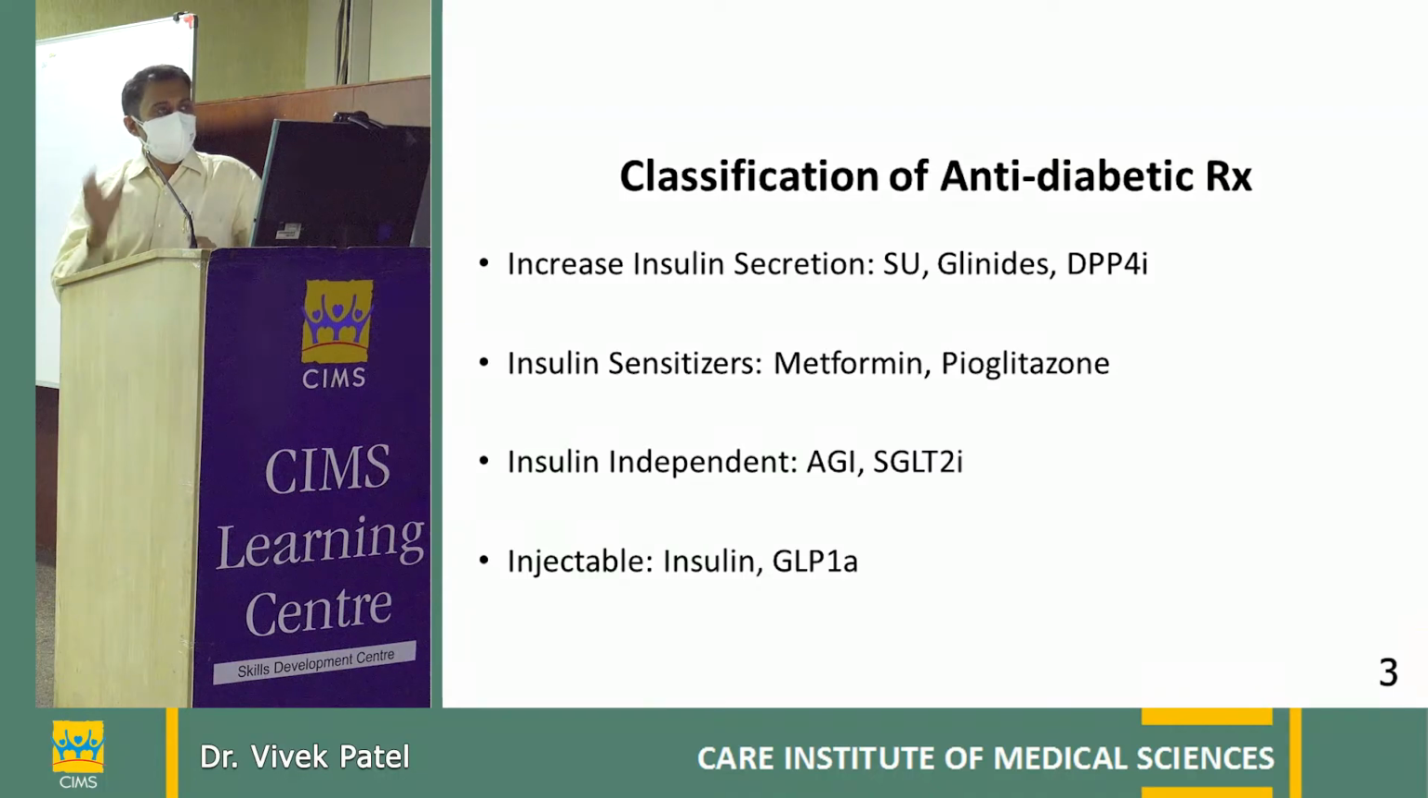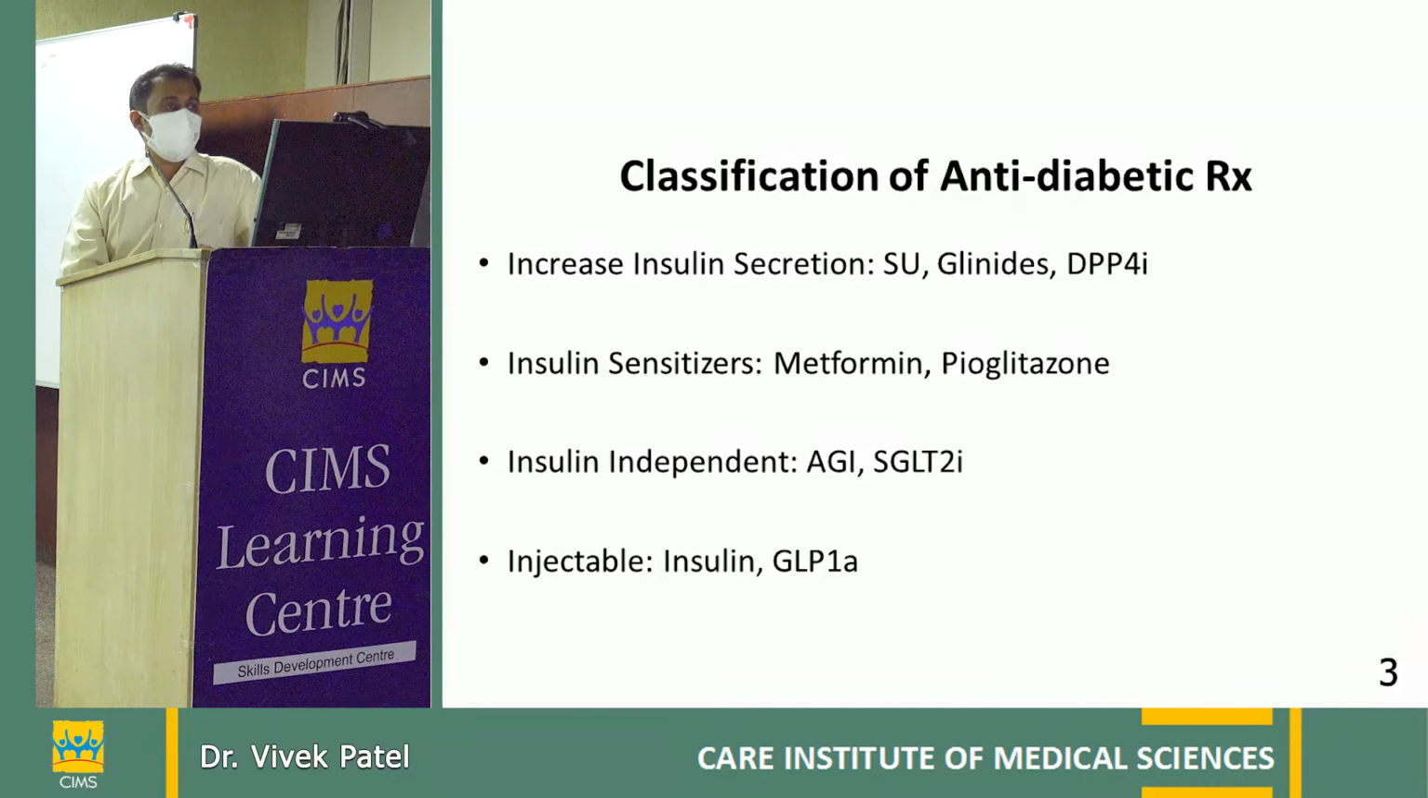The difference between sulfonylurea, glinides, and DPP-4 inhibitor is that DPP-4 inhibitor causes glucose-dependent insulin release. So only when the blood glucose level is high does it cause insulin secretion. As compared to that, sulfonylurea and glinide cause glucose-independent insulin secretion, and therefore the risk of hypoglycemia is associated with sulfonylurea and glinides.